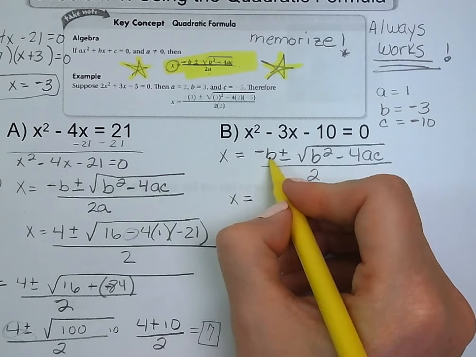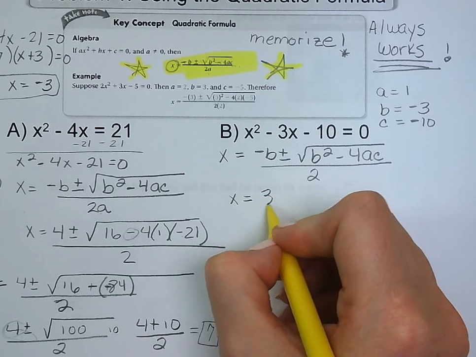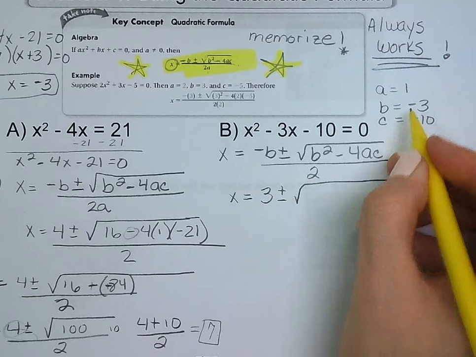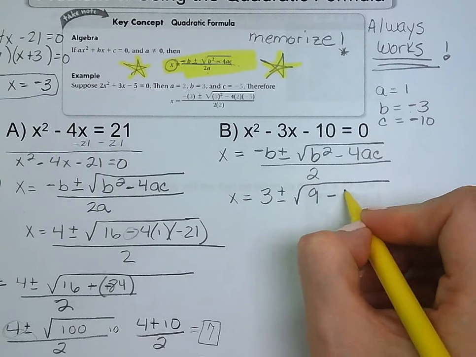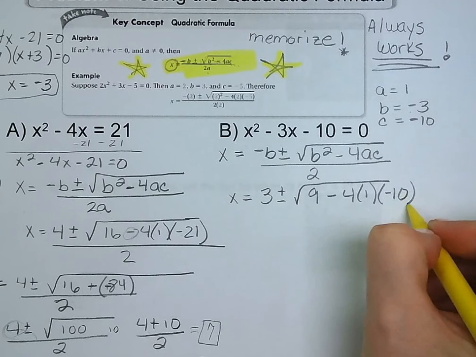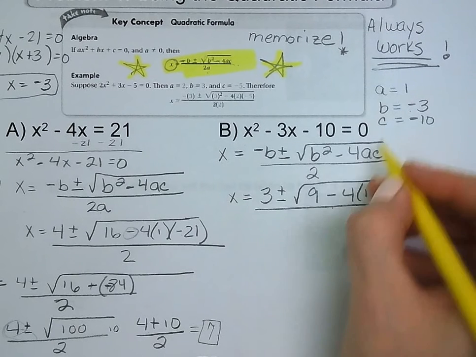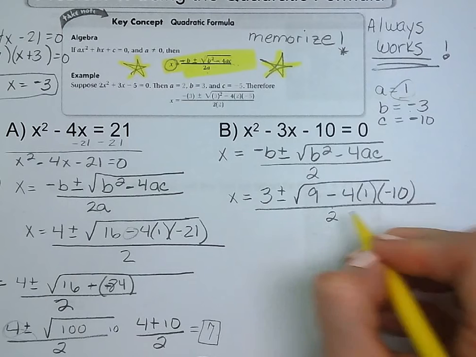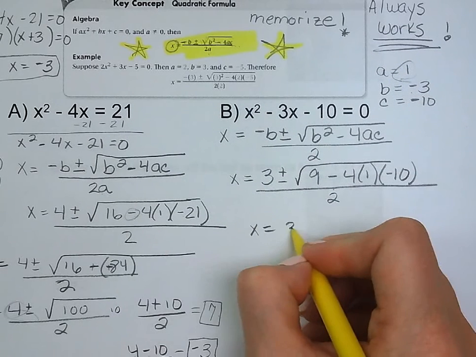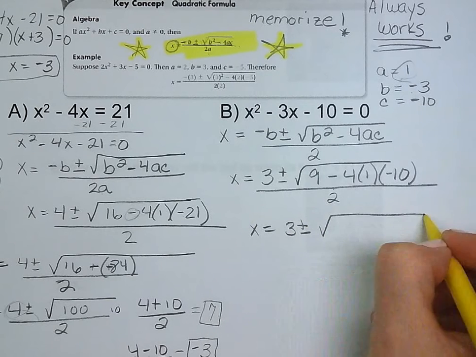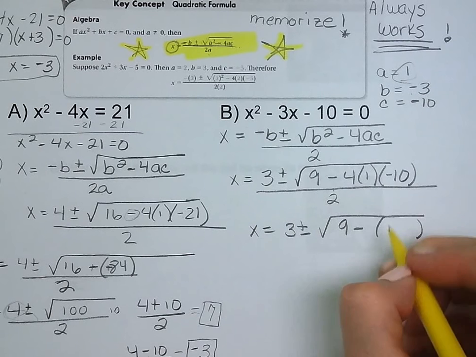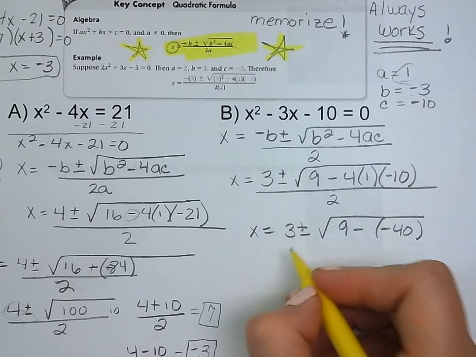So the opposite of negative 3 is positive 3, plus or minus the square root of negative 3 squared is 9, minus 4 times 1 times negative 10, all over 2 times a, which is 2. So x equals 3 plus or minus the square root of 9 minus negative 40 over 2.